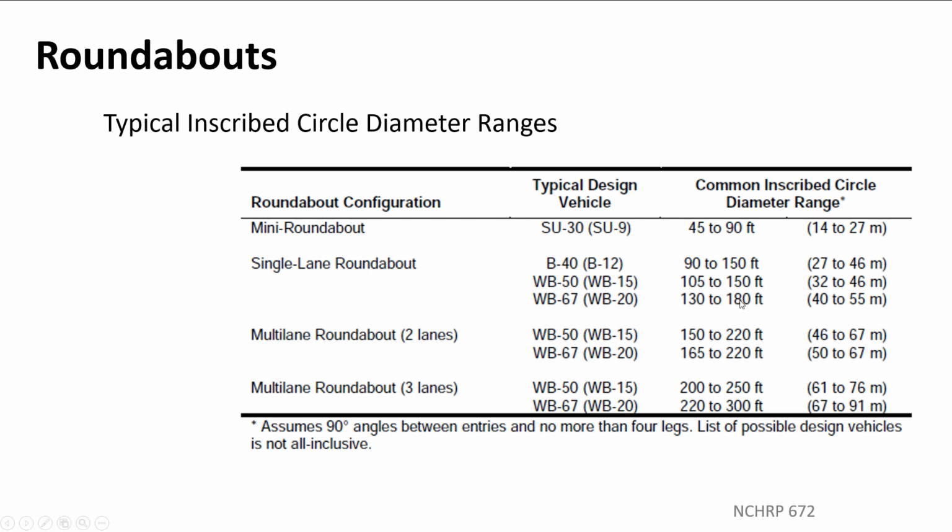And that's where we normally are for this WB67 right there, suggested 130 to 180. This would be on a state route because this is our design vehicle, right? That's what we're going to be designing for. And it can accommodate the WB67 using that truck apron on the inside. That's fine. But you're still going to end up with a larger inscribed circle diameter just to accommodate those trucks, right? When you get into multi-lane roundabouts, which is 2 circulatory lanes in the middle or 3 circulatory lanes in the middle, they get much bigger.